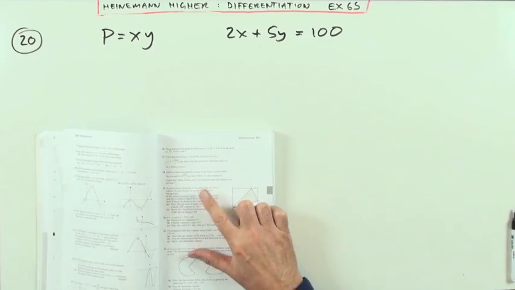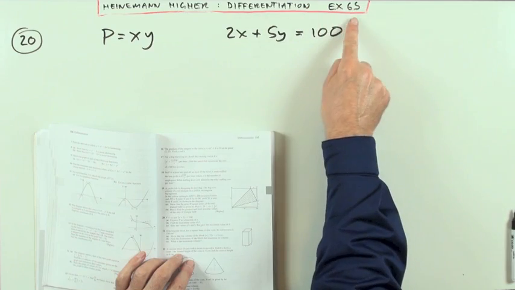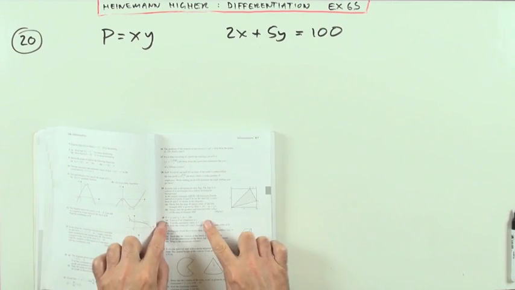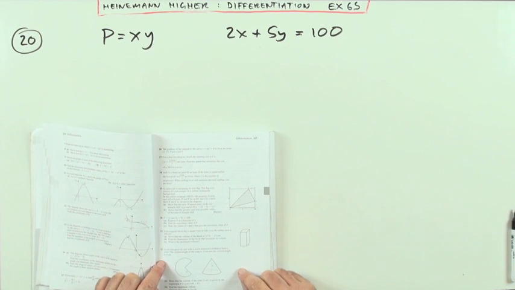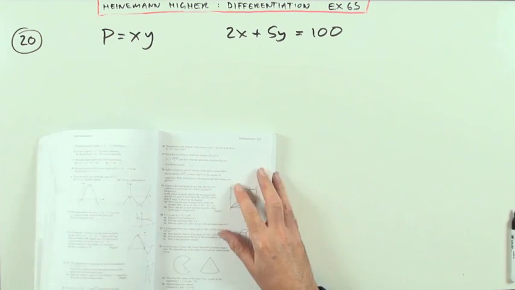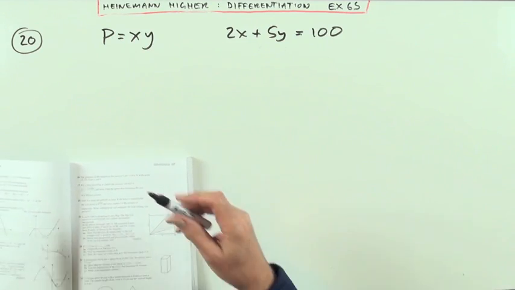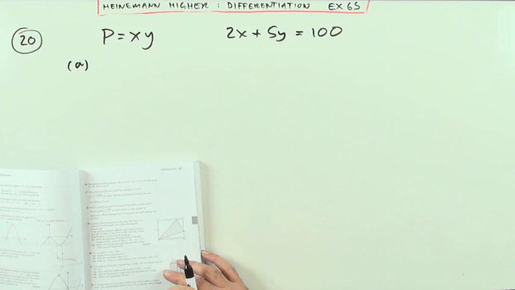Heinemann Higher, Chapter 6 on Differentiation, the mixed exercise at the end, number 20 in the section on optimization. It's just the same as stationary points. But what does it say for the first part here? It'll just be a little bit of algebra. Express p as a function of x.